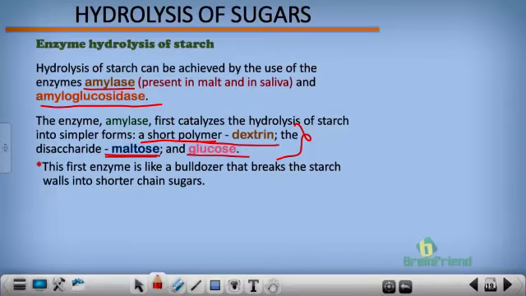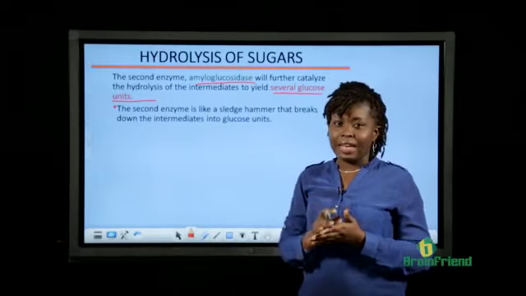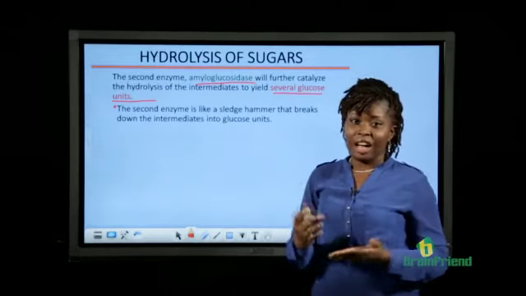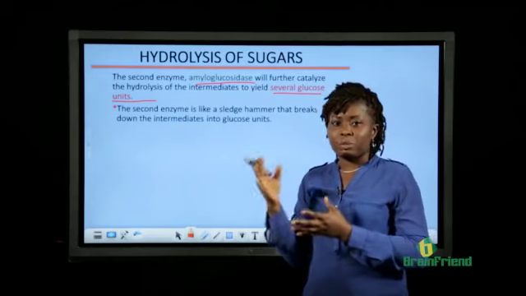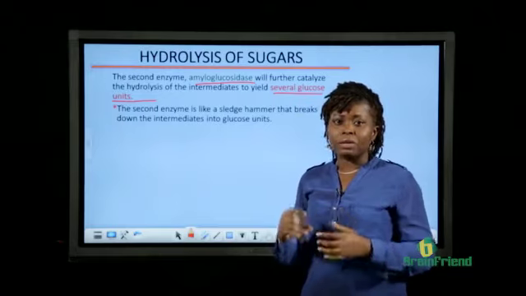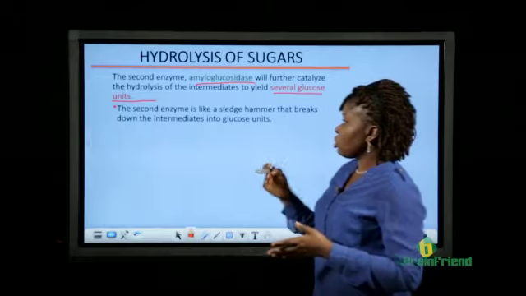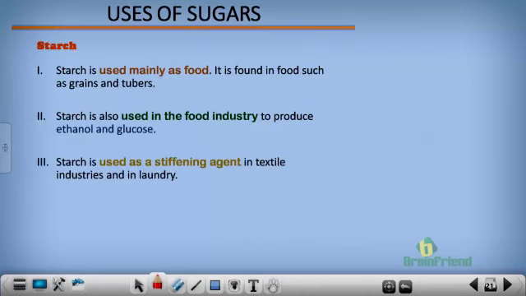Now the second enzyme, amyloglucosidase, will further catalyze these intermediates to yield several glucose units. And I would liken this second enzyme to what I call a sledgehammer. It's not as strong as a bulldozer, but it's also there to help break down those intermediates into their several glucose units. Now we'll be looking at some uses of sugar.